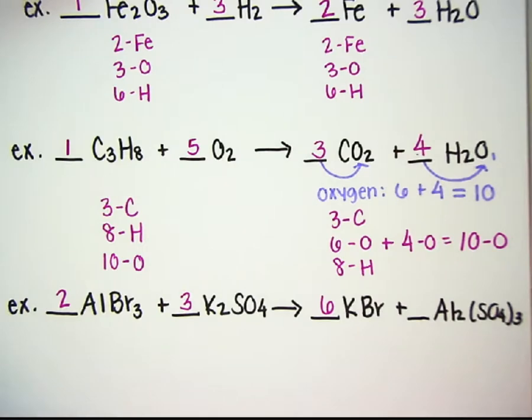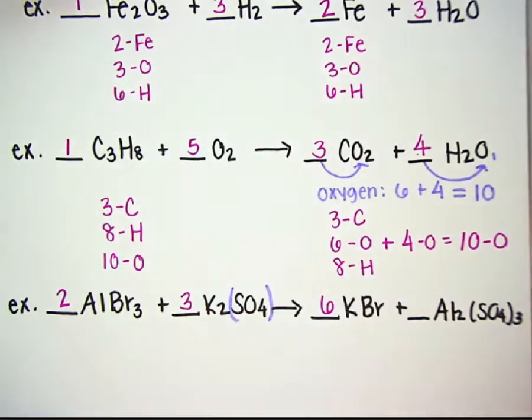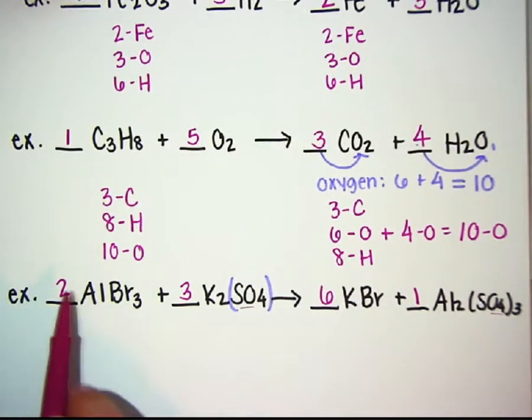Think of this sulfate like one single ion. Balance it like a unit. Instead of counting the number of sulfurs and counting the number of oxygens, let's count the number of sulfates. I have 3 sulfates. 3 sulfates. So we're balanced. Last step, let's go back and check our work.